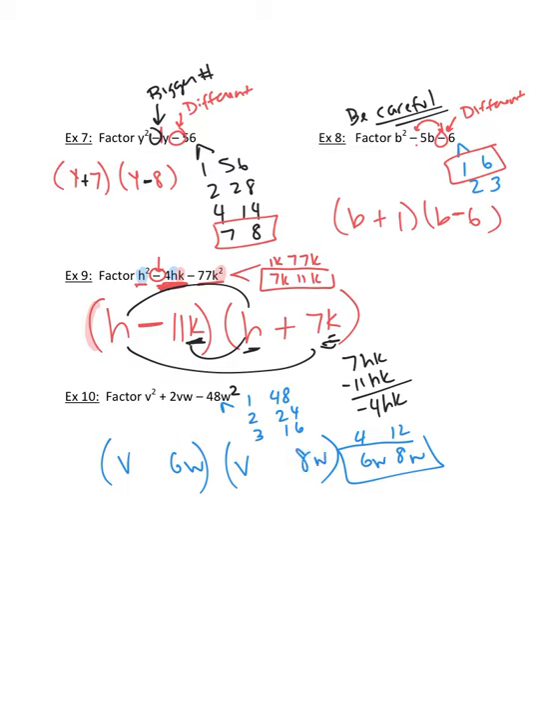That's all I need to do. And the vw will take care of itself when you multiply. So I need the bigger sign to be positive. So I need an 8w to be positive and my 6w to be negative.